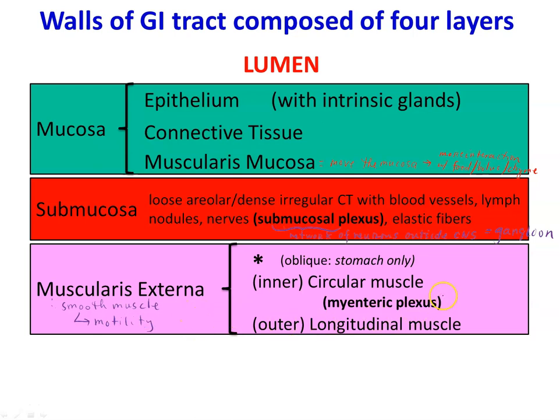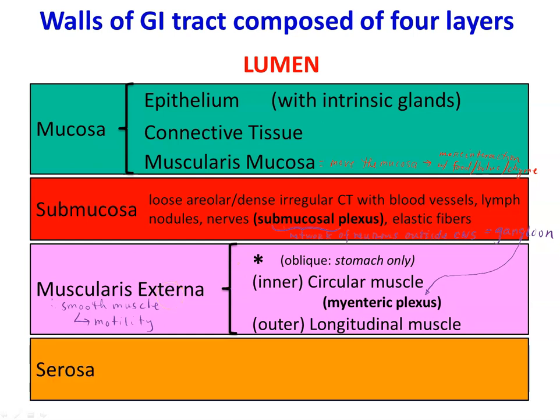Now, one thing I do want to point out is, look, we have something called the myenteric plexus, okay? So guess what? The myenteric plexus is also a network of neurons outside the CNS. So there's ganglion in here, okay? And the ganglion in here will also help control the motility of the GI tract. And then, of course, there's the last layer, and that's the serosa. That is a connective tissue layer that allows us to wrap up the organ, okay?